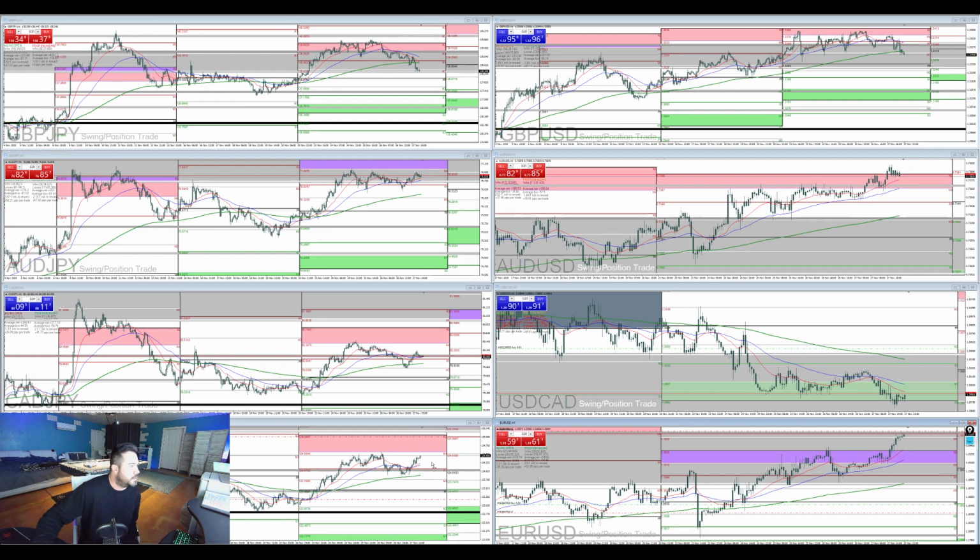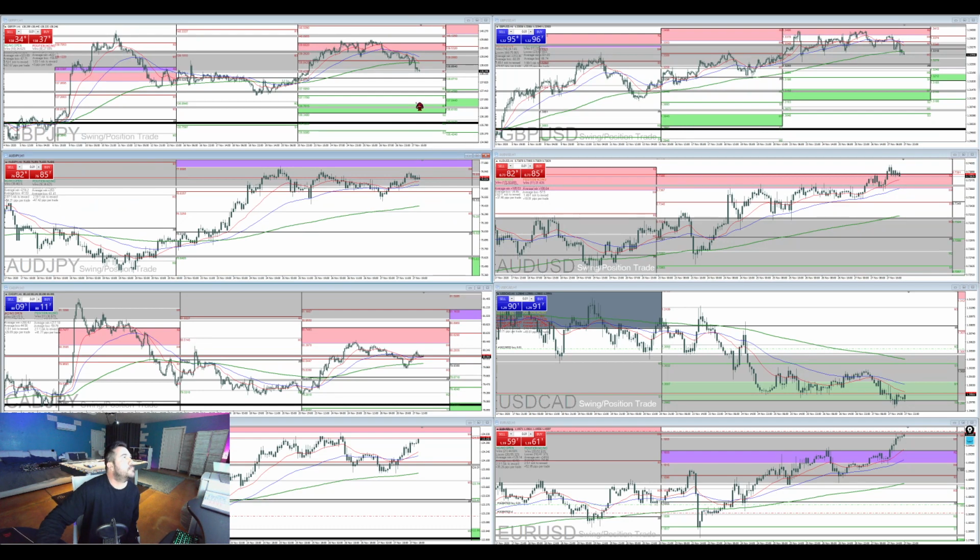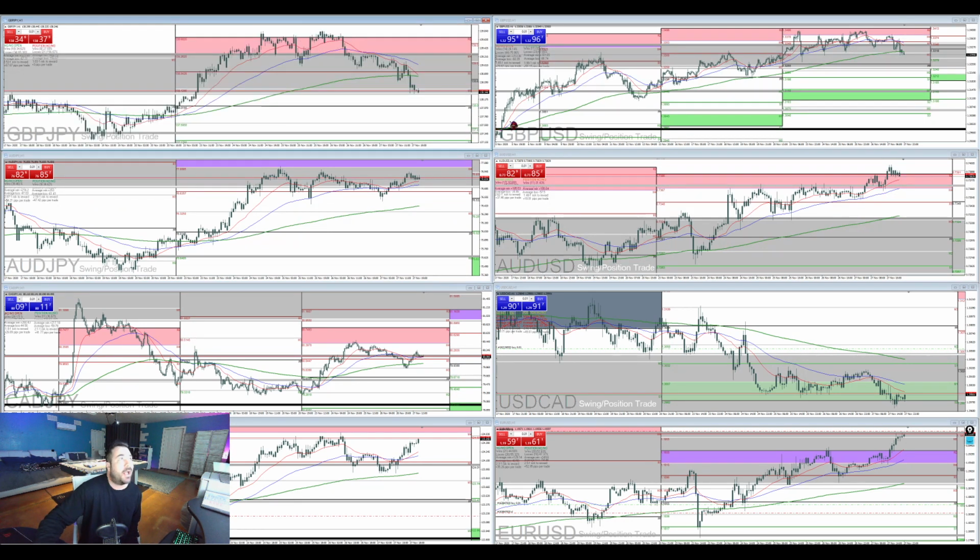And the Euro Yen is tradable. The Australian Yen is tradable. And so is the pound yen. I don't see a setup, but we may gap. So we'll go ahead and enlarge those. So the two that are not tradable according to my back testing are the Canadian yen and the pound US dollar.